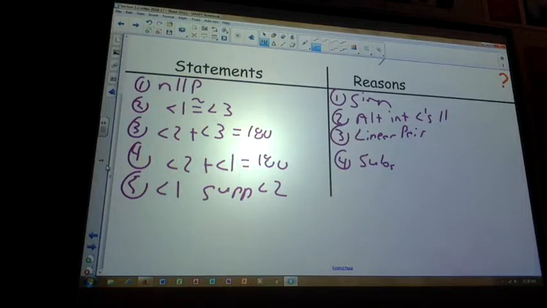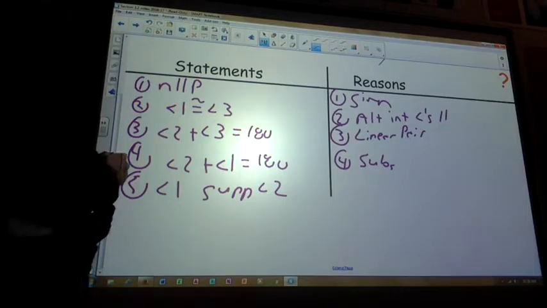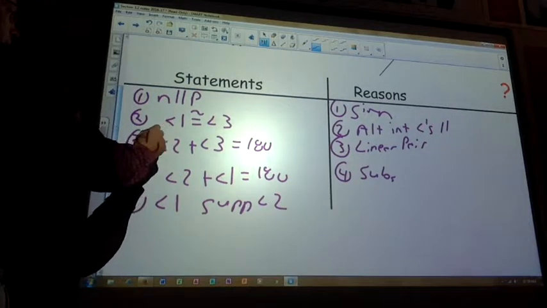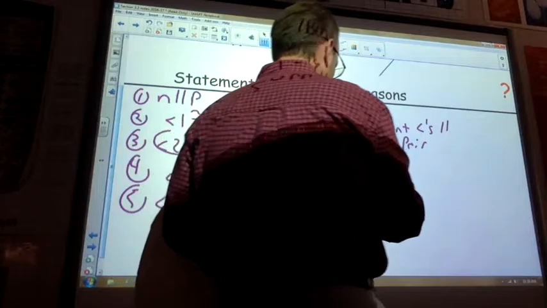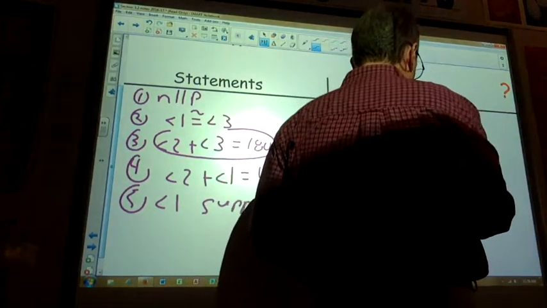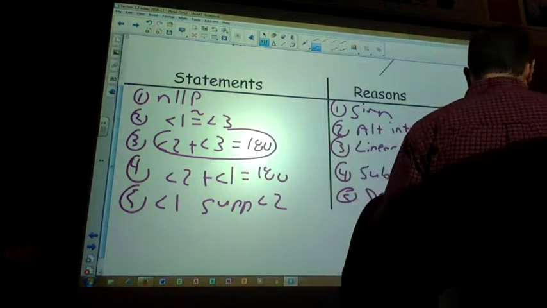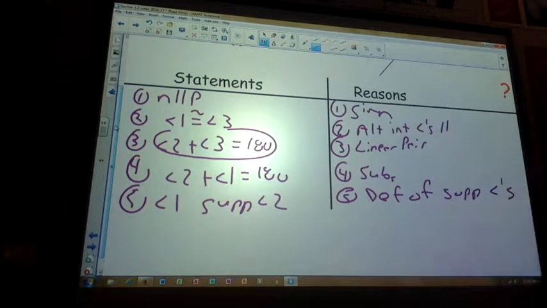Alright, they said that angle 3 is supplementary to angle 2, which we basically stated here, so I think it's okay for us to state that. So I like definition of supplementary angles. Where I would have went.